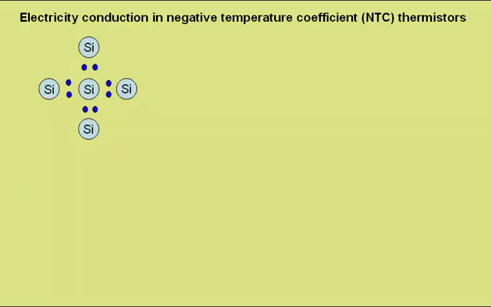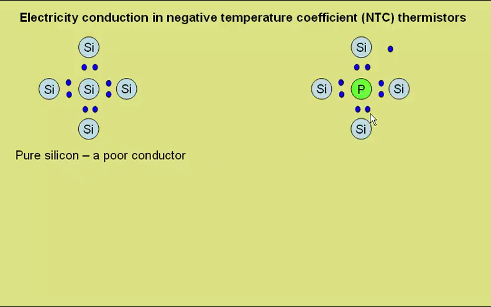So why is the thermistor so different? Well, the thermistor is made mainly of silicon, and here we have a model of pure silicon, the blue circles here representing the bonding electrons. The electrons are held tightly in pure silicon, so it is a poor conductor. But if we add an impurity, in this case phosphorus, this adds an extra electron, which becomes a free electron. We call this doping. This silicon has been doped with phosphorus. So we get free electrons. These can then conduct.